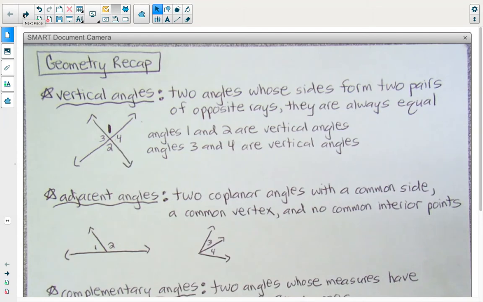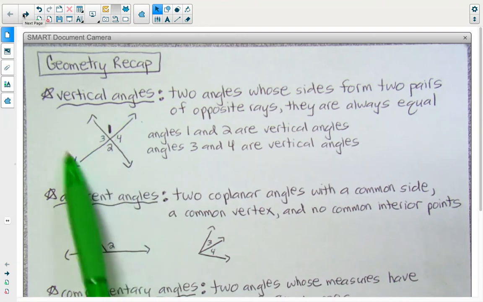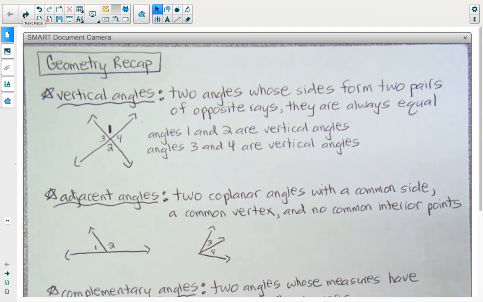So first we have vertical angles. Two angles whose sides form two pairs of opposite rays. They are always equal. So I have a picture over here. I have intersecting lines. Angle 1 and angle 2 are vertical angles. Angle 3 and angle 4 are vertical angles. So these are vertical angles.